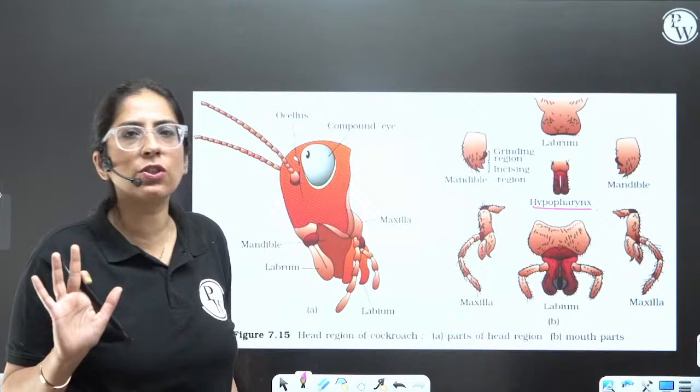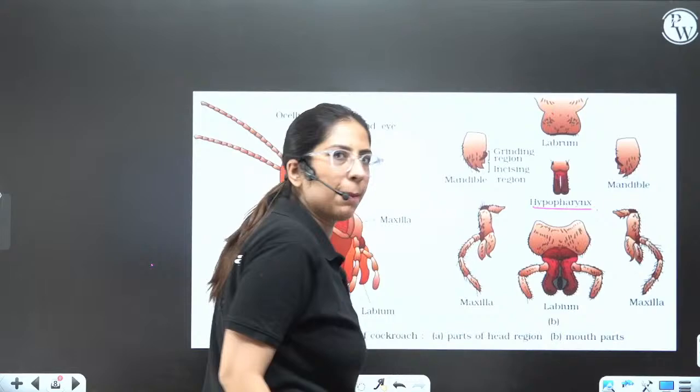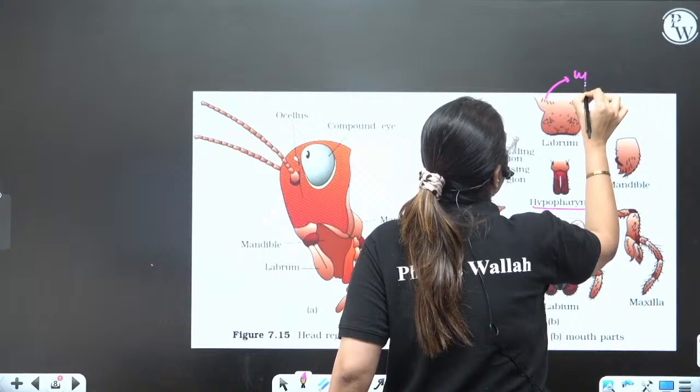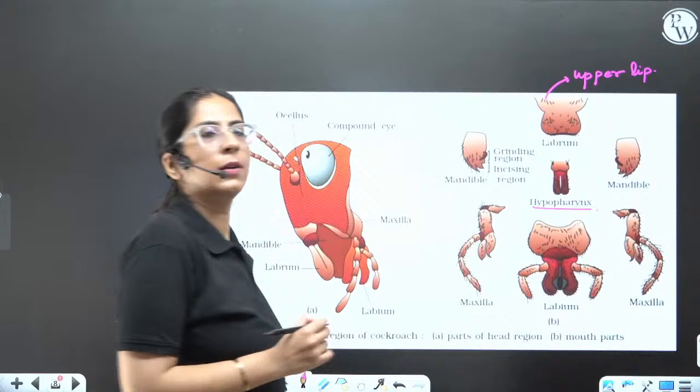Now, next, here they are having the upper lip, labrum. So, the upper lip, we have to place it above. In the same orientation, in the same way, we have to keep the mouth parts on a slide, and on that basis, we get marks. So, labrum is the upper lip. Right? Now, next is labium. Labium is the lower lip.